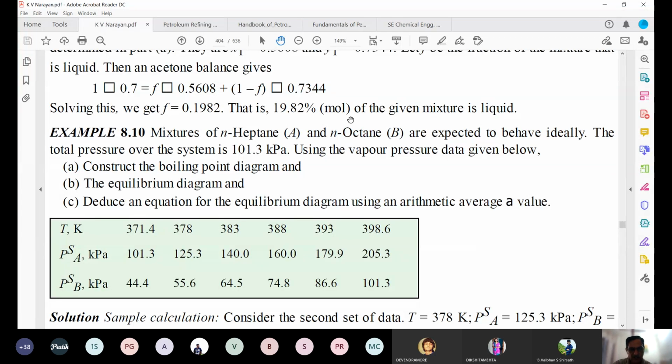X1 is XA here. So we have P2S and P1S, both are there, right? And we know pressure also. Pressure is given 101.3, so we can calculate x1 for each of these points, right? Once you know x1 from Raoult's law, we can calculate y1.